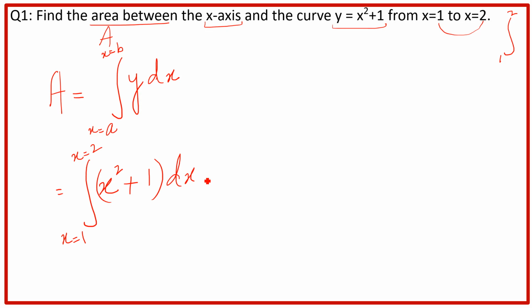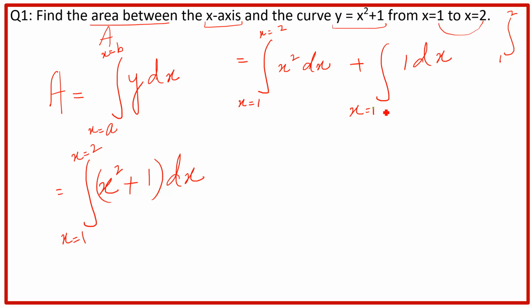So we have to integrate this curve y is equal to x square plus 1. These are now two terms. This is the x square plus 1. So we will integrate it separately. Integral from x is equal to 1 to x is equal to 2 of x square into dx plus the same thing, then the second term, 1 dx, x is equal to 1, x is equal to 2.